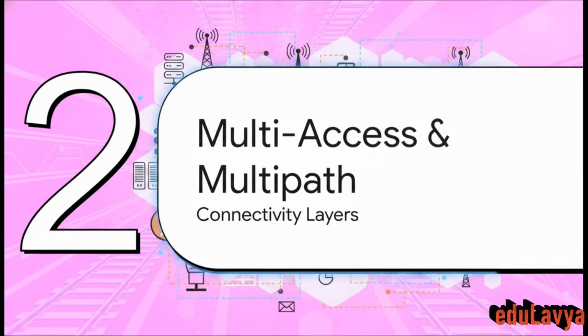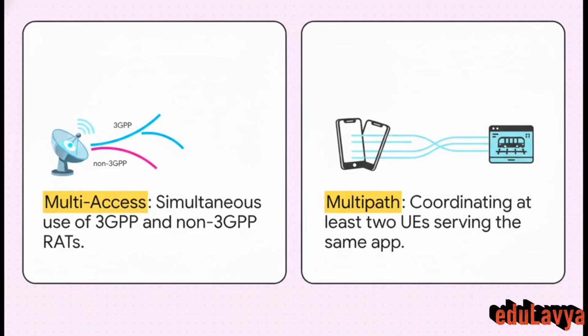Section 2. Understanding multi-access and multipath. Now, we really need to clearly distinguish between the two primary engineering capabilities that make this bare flexibility a reality. Precision is everything in telecommunications, right? So let's compare how these operate. Multi-access happens way down at the radio technology layer. It's the simultaneous use of standard 3GPP and non-3GPP radio access technologies, or RATs for short. Basically, it's one single device speaking different radio languages at the exact same time, like communicating over 5G and Wi-Fi simultaneously.